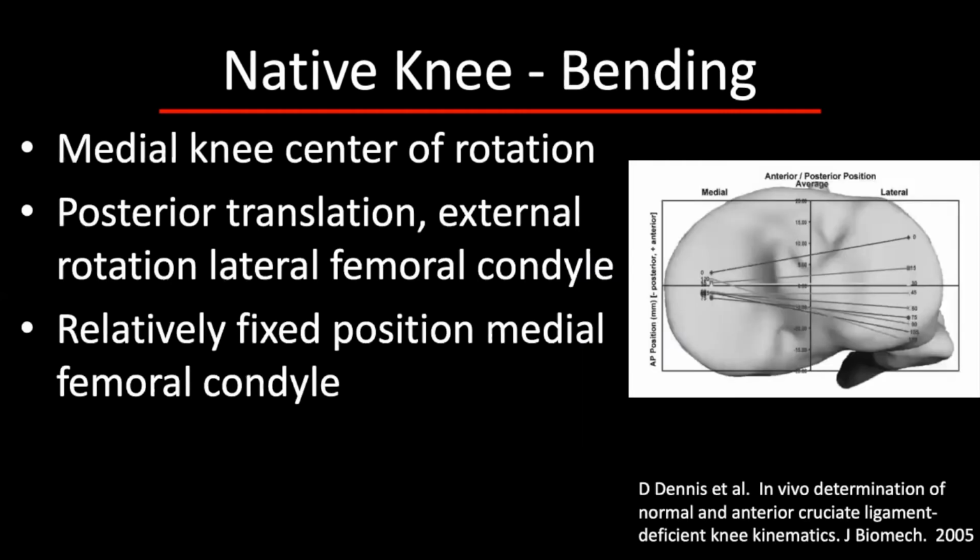The native knee with bending has a medial knee center of rotation, which is similar to what we saw on the MRIs. There is posterior translation with external rotation of the lateral femoral condyle and a relatively fixed position on the medial femoral condyle with only minimal posterior translation.